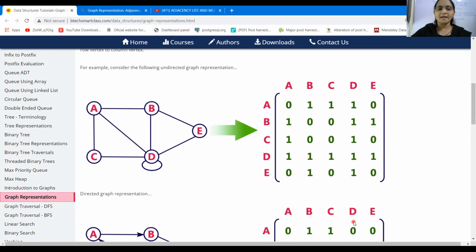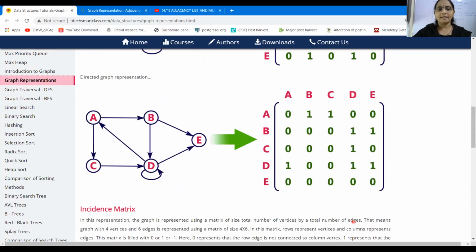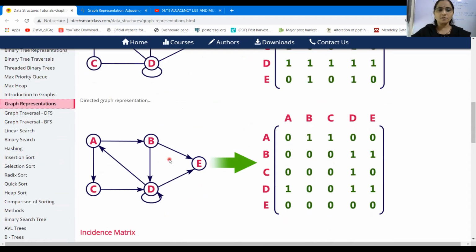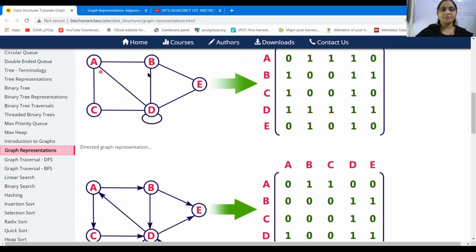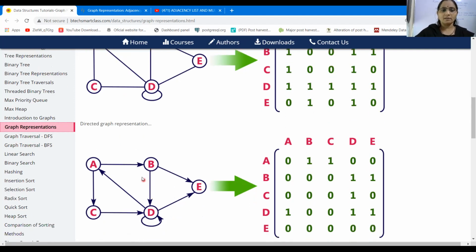The same adjacency matrix is again for the directed graph. So see, this is a directed graph. Why is this a directed graph? You see the difference. The first one is the undirected graph. You see in this undirected graph there is no direction, but in case of this directed graph, the directions are placed on the edges. So that's why it is a directed graph.